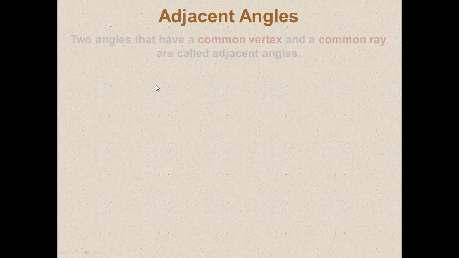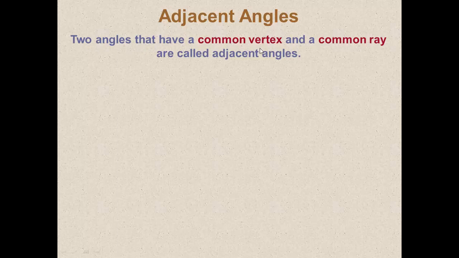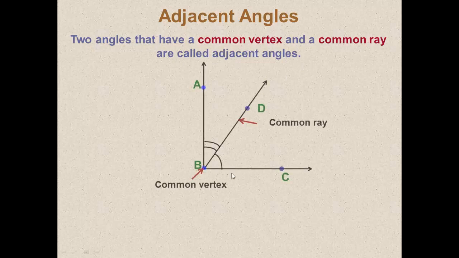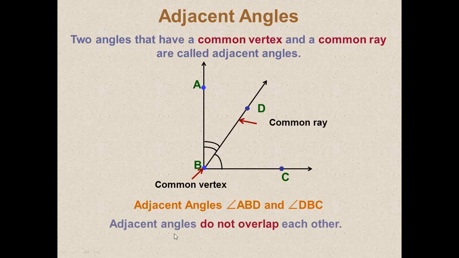Adjacent angle. What is the meaning of adjacent angle? Two angles that have a common vertex and a common ray are called adjacent angles. Okay, the common vertex and common ray. Then this is called an adjacent angle. So which are the adjacent angles? ABD and DBC are adjacent angles. Adjacent angles don't overlap each other.